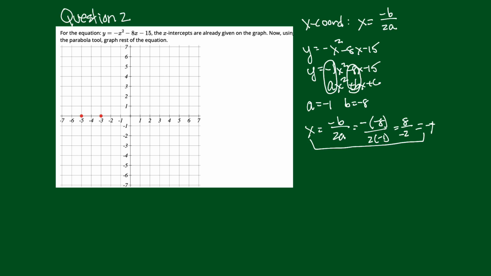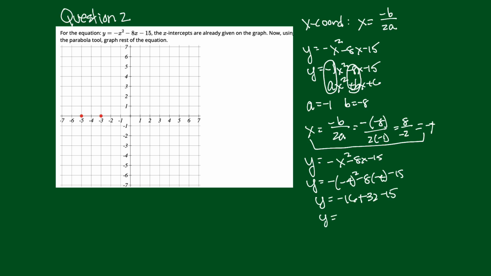Now I need the y-coordinate. So the y-coordinate, I'm going to get because I know this. This is negative x squared minus 8x minus 15. So y is equal to negative, now, negative 4 squared minus 8 times negative 4 minus 15. So y is equal to the negative of 16 plus 32 minus 15. Y is equal to, now negative 16 plus 32 is 16 minus 15. So the y-coordinate is 1.